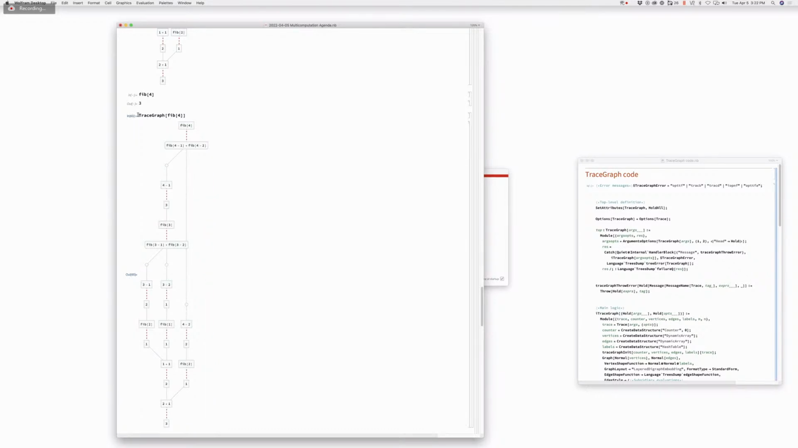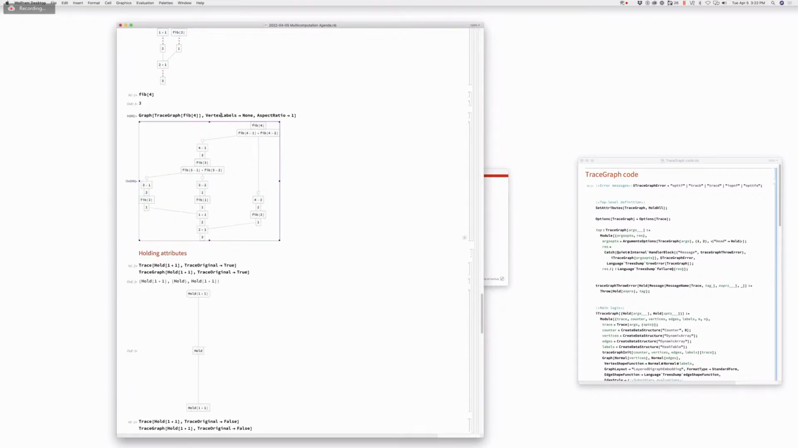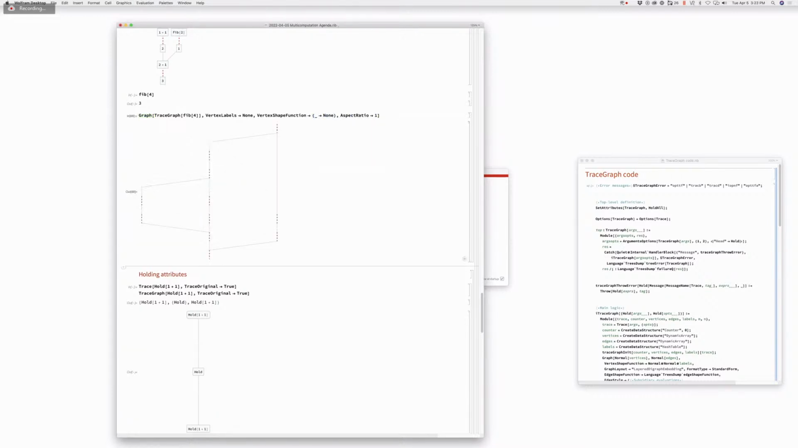It's just a graph. So okay. VertexLabels. Oh, no. That didn't work. Why not? Shape function goes to None. I guess because I'm hard coding the shape function in a way that's not compatible with that option. Okay. Come on. It's maybe VertexShapeFunction arrow blank, arrow None. That may delete those. Yes.